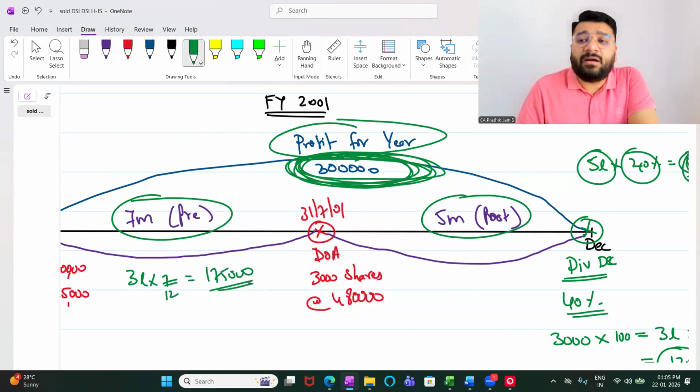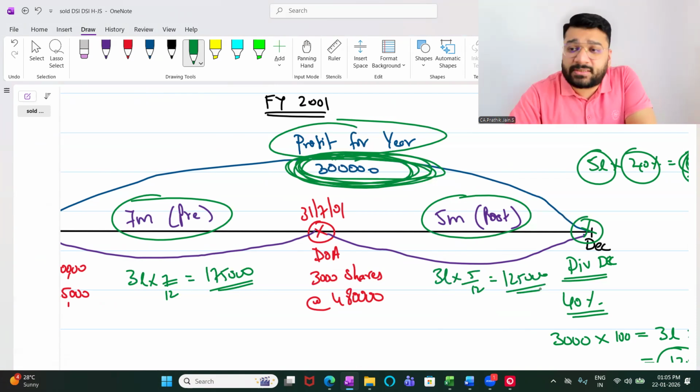1,75,000 is the profit that has been earned by the old shareholders in the olden period. So this is pre-profit. And 3 lakh into 5 by 12 is how much? 1,25,000 is the profit earned after the holding company acquired the shares. Got it, not got it? No, don't ask anything. Just listen. 125 is what? Post profit.